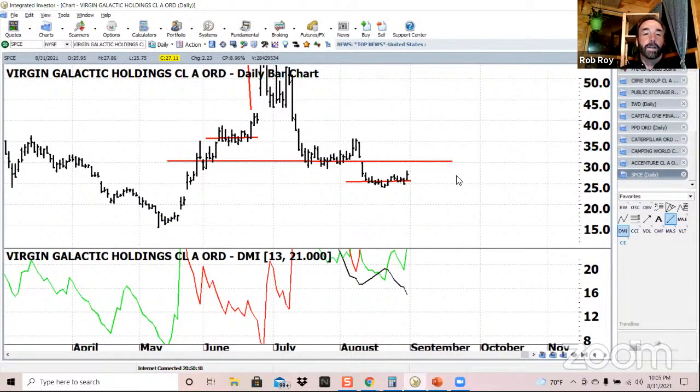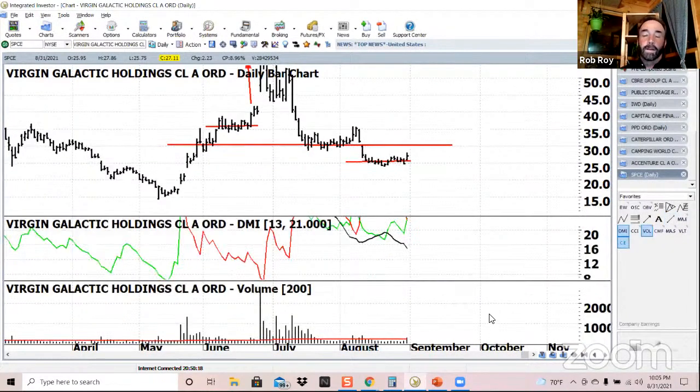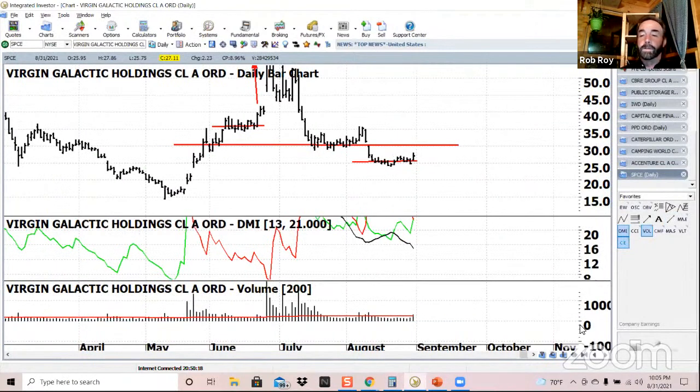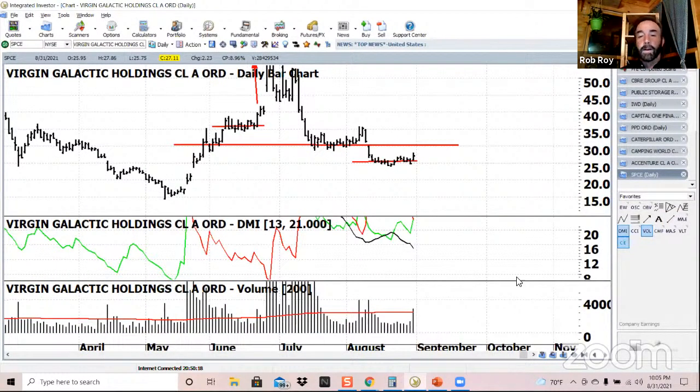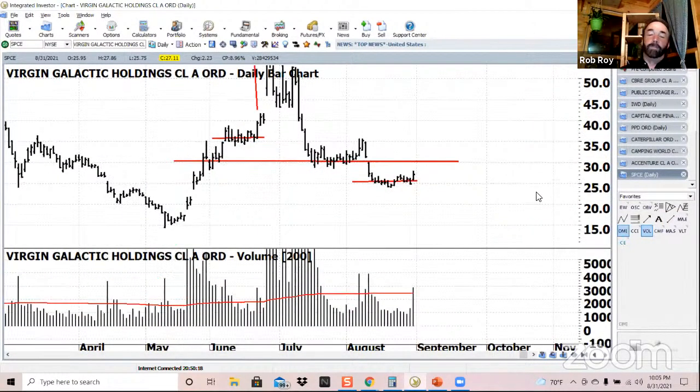So where did it close today? 27.11. So it's likely going to go test that based on what happened today. Let's see if there was volume behind that move. And yeah, there was pretty decent volume, so slightly above average volume there. So it broke above that, and from there we've got to break above 30. So that's a tough one. You just got to be on your toes if you're going to go long that.